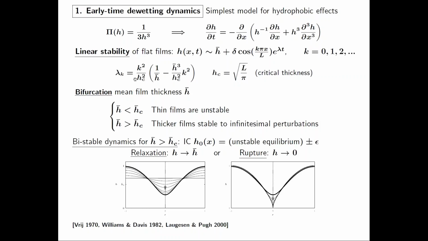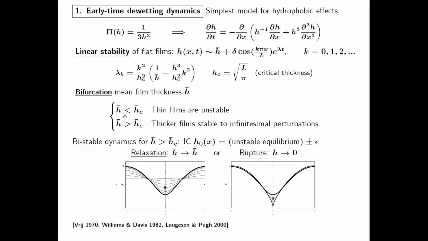Plug that in here, and we get a dispersion relation that has growing modes for small wave number, but for large enough wave number, eventually the surface tension term stabilizes everything. So there's going to be a finite band of instabilities, and we find there's a critical thickness also. At that critical thickness, depending on the square root of the length of the domain divided by pi, this is a bifurcation.